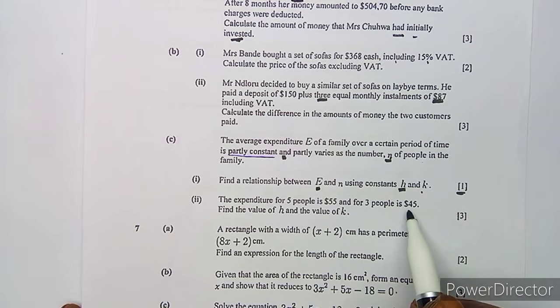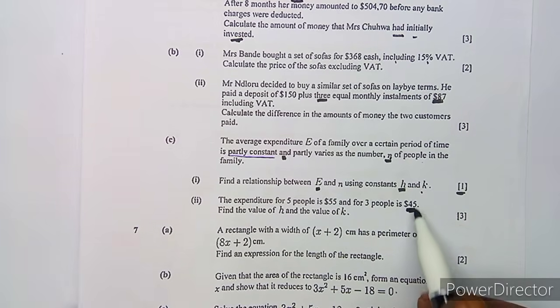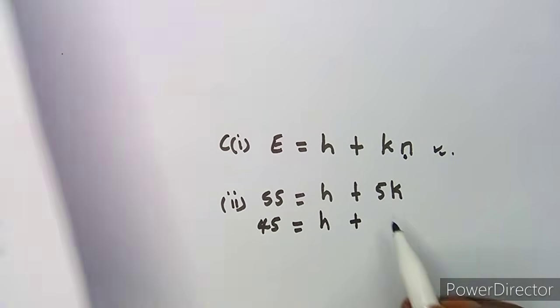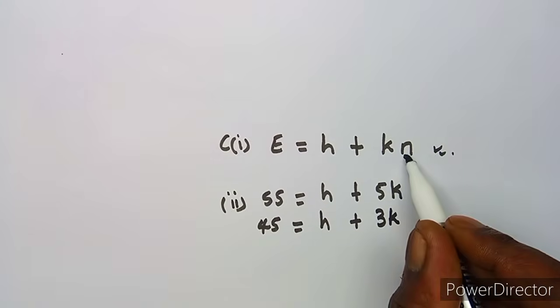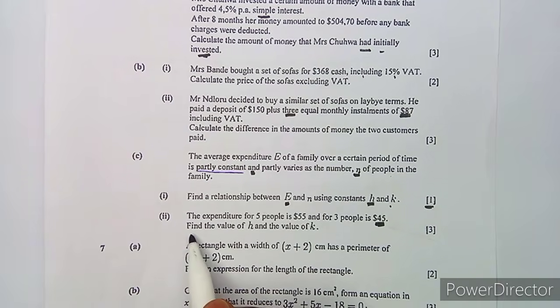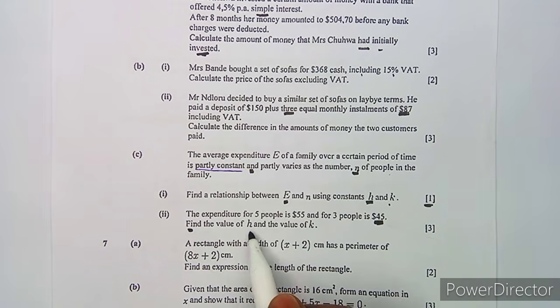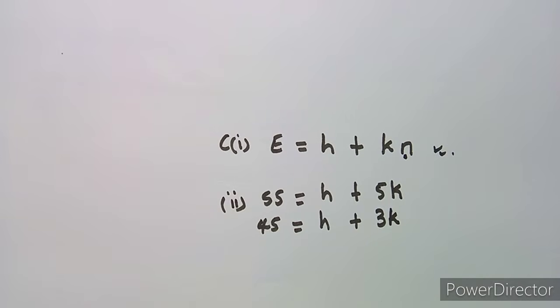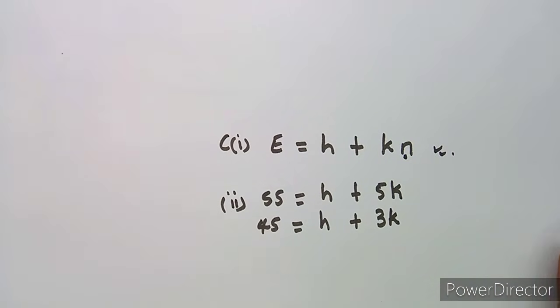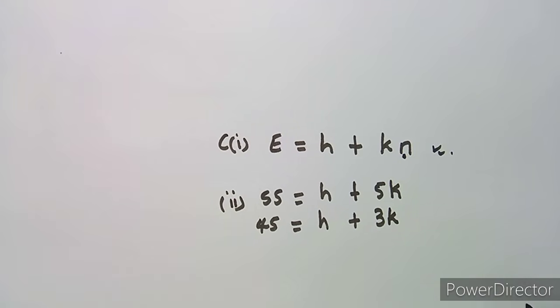For 3 people, it is $45, which means our expenditure is $45 when we have got 3 people. So it's going to be 3K. We're talking of number of people, so it's going to be 3K. So you have formulated simultaneous equations which are going to enable you to find the value of H and the value of K. So this is no longer about variation, guys. You are now back to your normal simultaneous equations. How do you solve simultaneous equations? Because this is no longer about variation. It's about your simultaneous equations now.